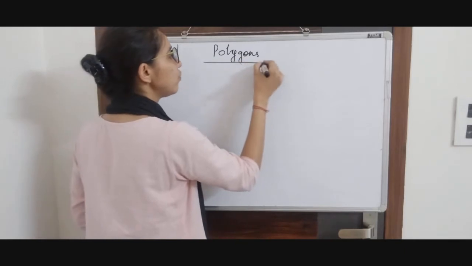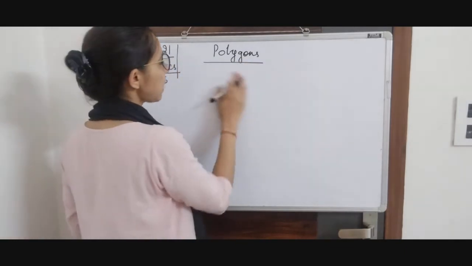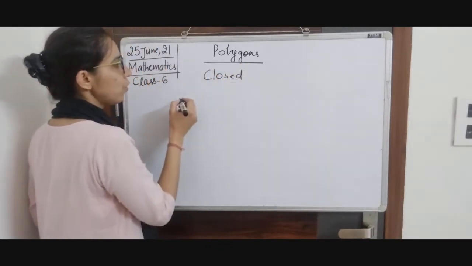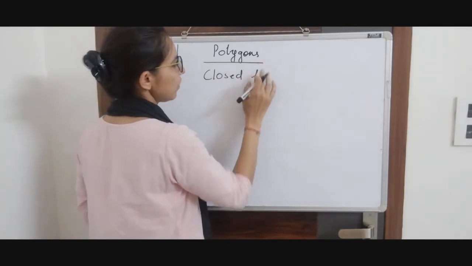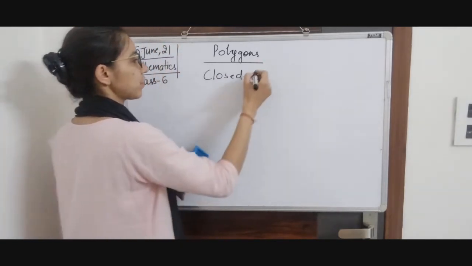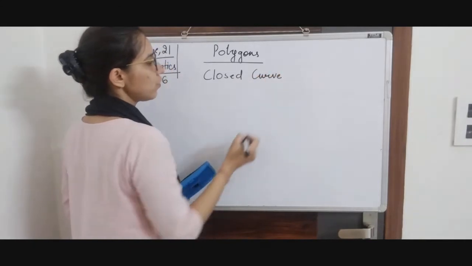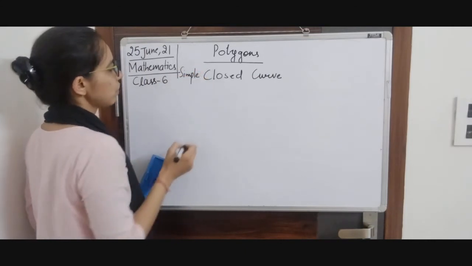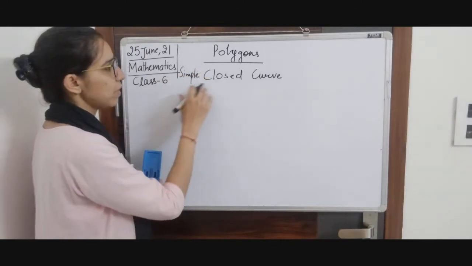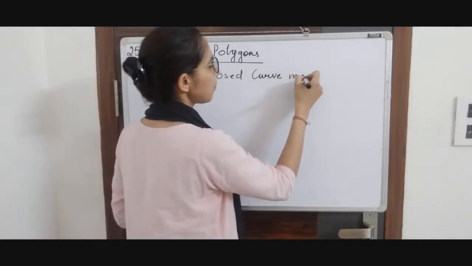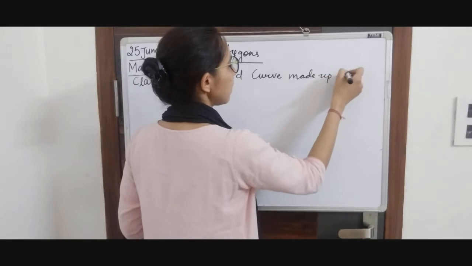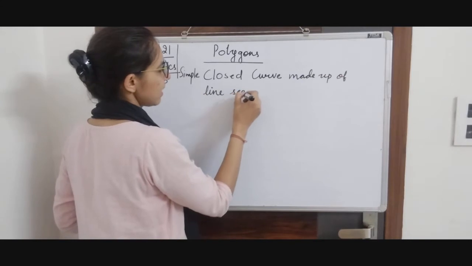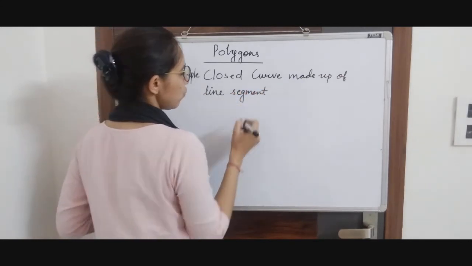The first question is, what are the polygons? Polygons are simple closed figures, or you can say closed curves. Closed curve means there is no end point. Simple closed curve. Simple means there is no crossing within the curve. Simple closed curves made up of line segments. Line segments means a line bounded by 2 points.